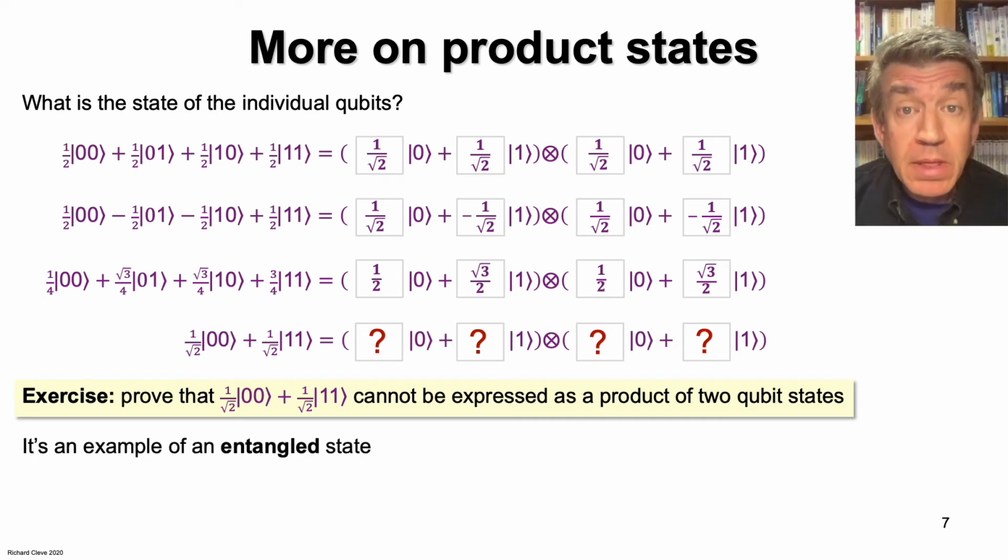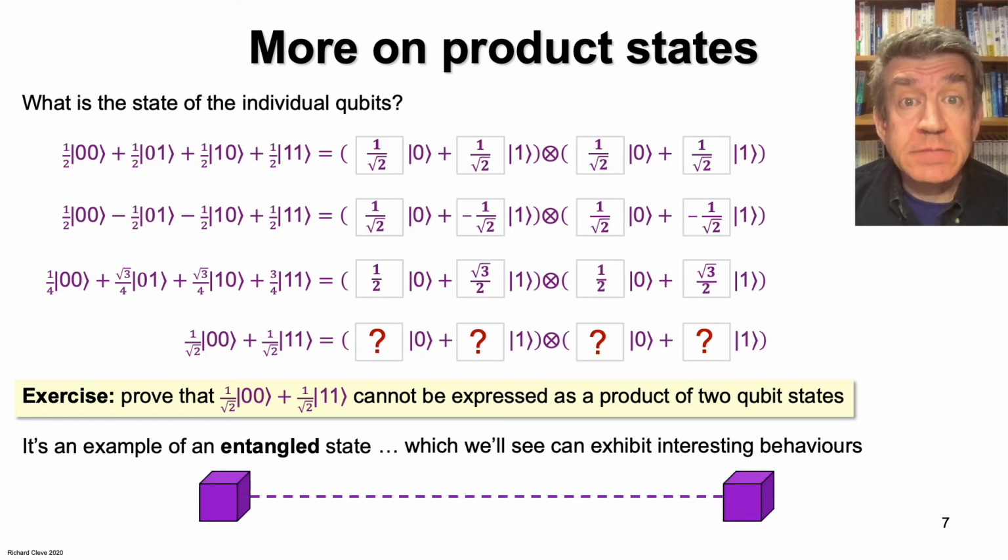It's an example of an entangled state. We'll see that these 2 qubits in such a state can behave in interesting ways. It's especially interesting when the 2 qubits are physically in separate locations. Say one qubit is in Alice's lab and the other qubit is in Bob's lab.